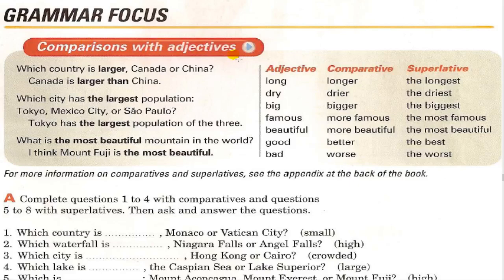Comparisons with adjectives. In this lesson, we will have comparison and superlative. You compare one, and you compare between one and a group. One and 2, 3, 4, 5. Which country is larger, Canada or China? Canada is larger than China. So here we compare Canada and China. But Canada is larger than China in surface.